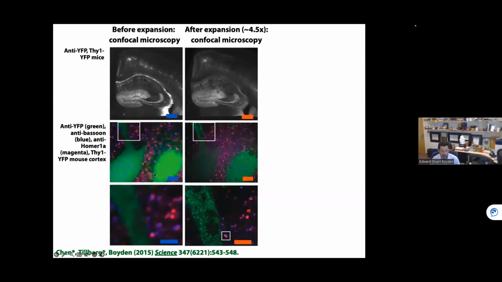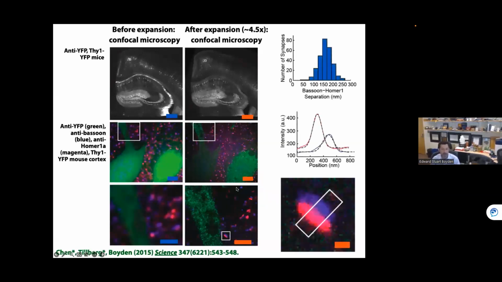Each white square is zoomed in the image below. So the left is unexpanded and the right is expanded. I hope you can see that as we zoom in, top to bottom, the left images get blurry. We're hitting the resolution limit of the confocal microscope, but on the right, the images get crisp all the way to the very end. In fact, the purplish blobs on the left can be resolved as blue and pink subregions on the right. Those are pre- and postsynaptic protein domains. Blue is bassoon, a presynaptic protein. Magenta is Homer 1A, a postsynaptic protein.